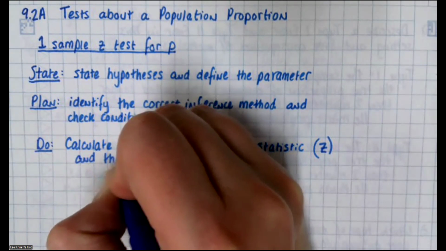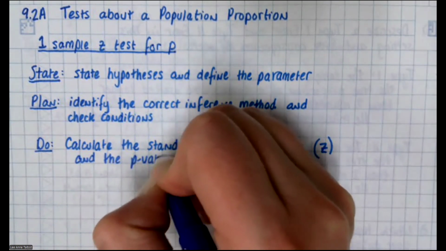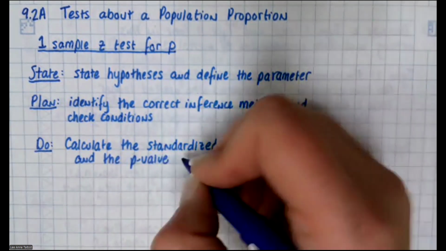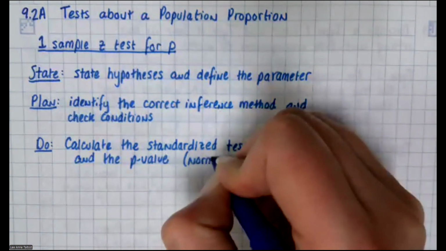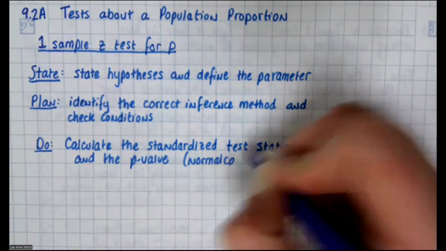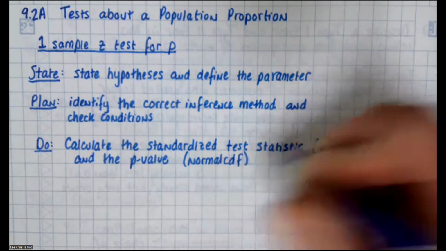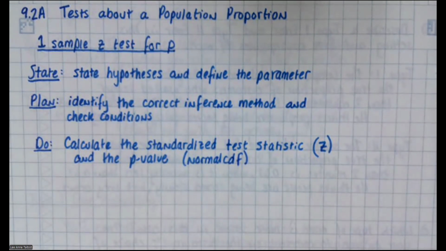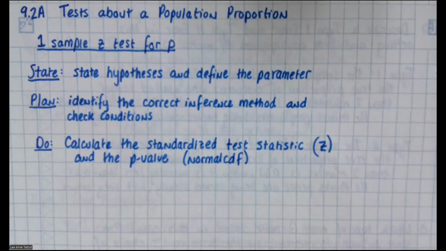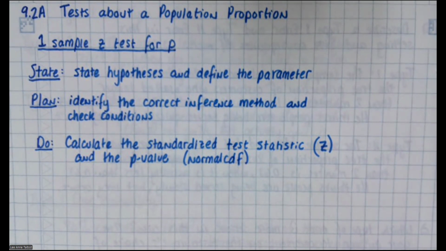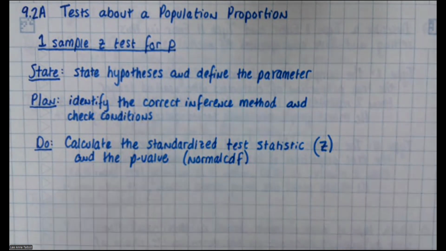And the p-value with normal CDF. So what you're telling me, Mrs. Sabat, is that we're just going to do a Z score calculation and normal CDF? Yeah. Yeah. Okay, now, formula sheet time.